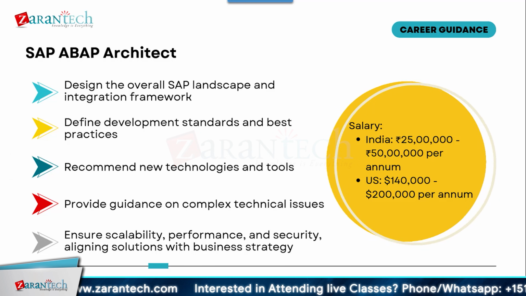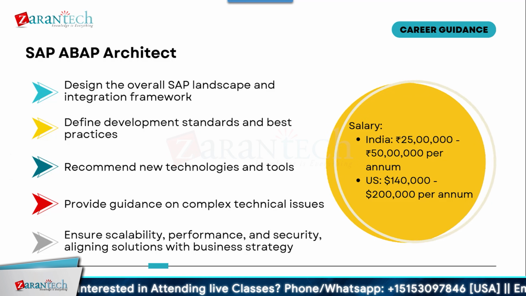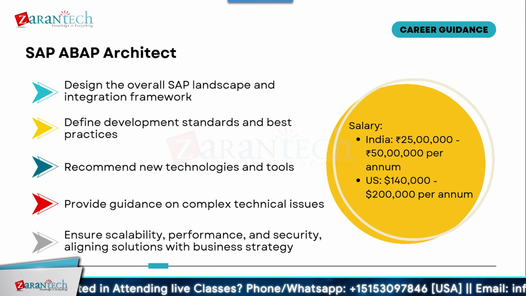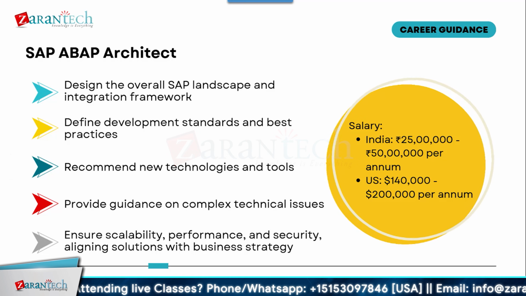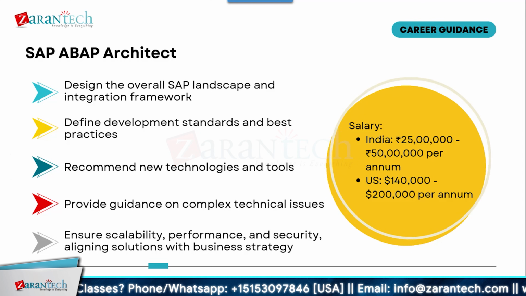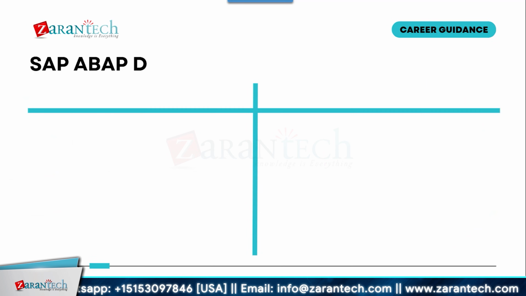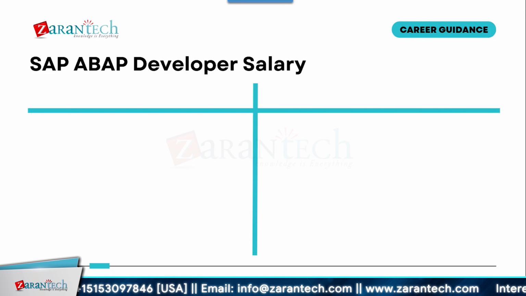Now here, in terms of compensation, the salary for an SAP ABAP architect in India ranges from 25 lakhs to 50 lakhs per year. While if I talk about the US, it ranges from 140,000 US dollars to 200,000 US dollars annually. Okay, now let us compare the salary ranges in India and the USA.